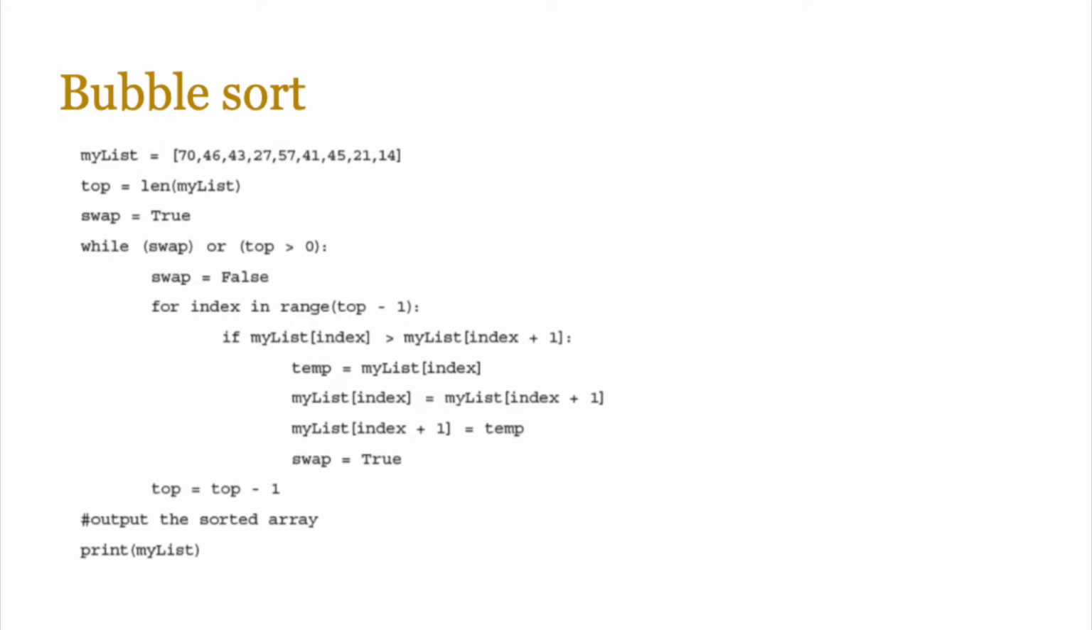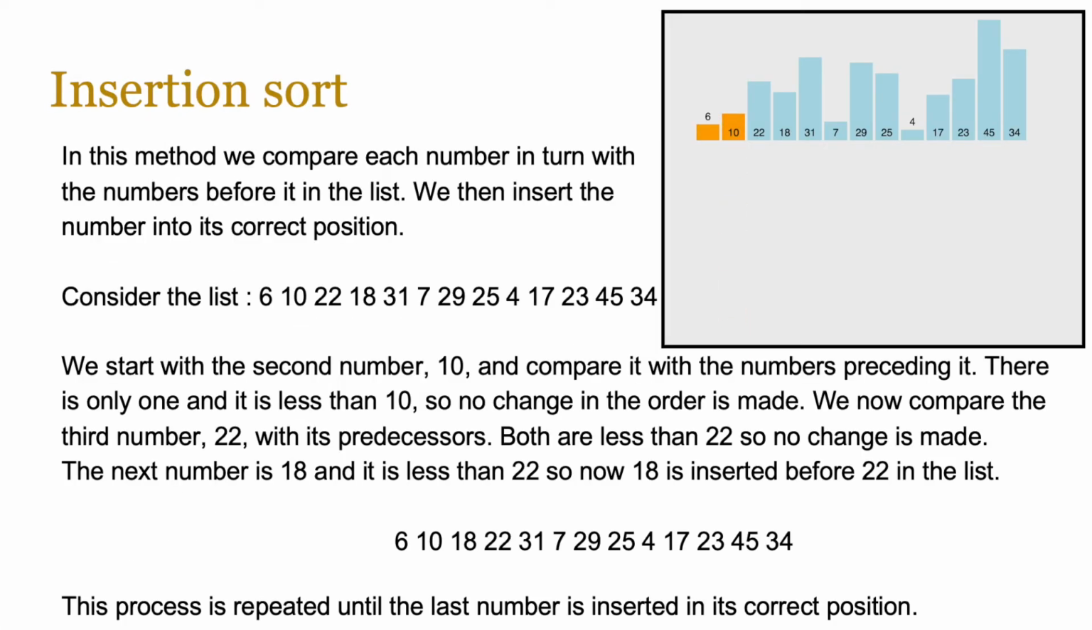So you might want to code this in and then see what the results are. That mylist array, which is not sorted at the top, should be printed out as a sorted array by the end of this. Okay, let's move on to insertion sort.